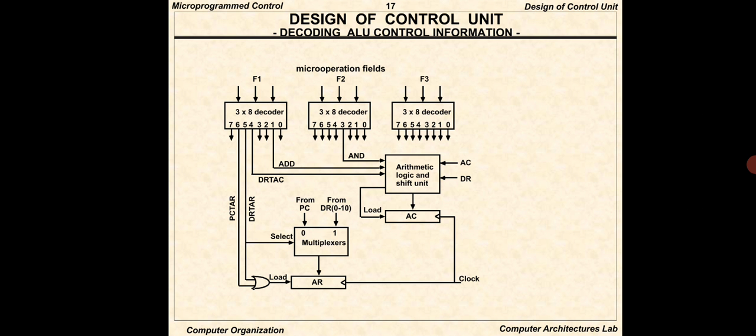Now this address register will be active when we do the OR operation of PCTAR and DRTAR. If either of these 2 bits is 1, then automatically your address register will be loaded with your program counter value or data register value. Okay, is it clear? Next, all the remaining decoder outputs we are giving to the ALU unit to perform the arithmetic and logical operations. This is nothing but a simple block diagram of your control unit.